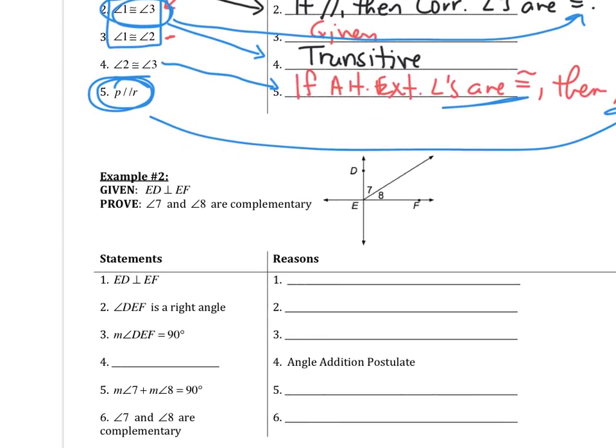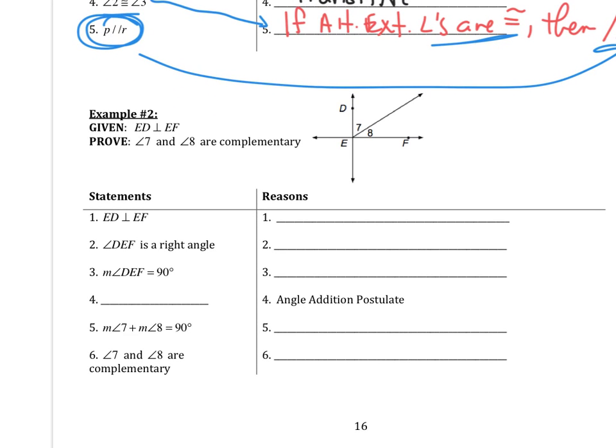All right, number 2. This one, we're going to have to talk about probably together because there's a couple of new statements in here for you. Okay? Number 1, you got your given. ED is perpendicular to EF. Now, if two lines are perpendicular, do they form right angles? Yeah. All right. So our number 2 statement is going to be perpendicular lines form right angles. Again, notice perpendicular in 1. I'm using perpendicular as a reason in number 2.